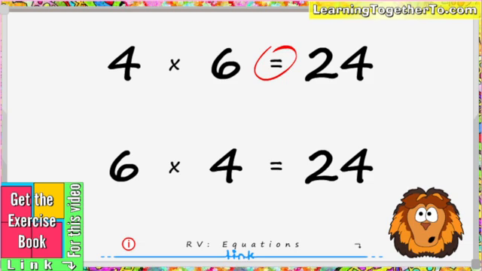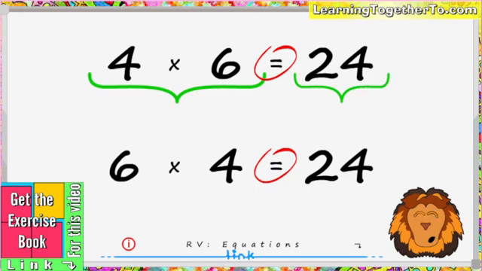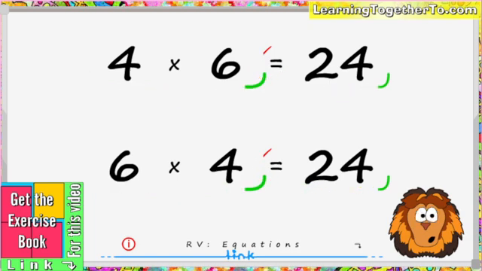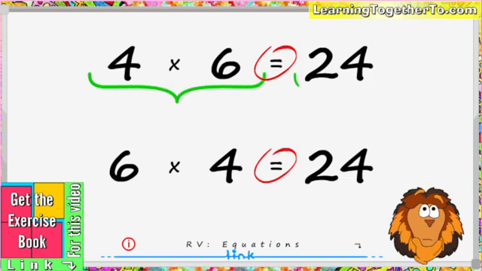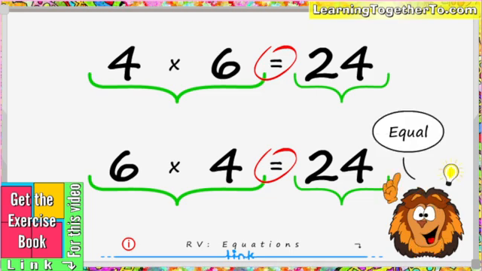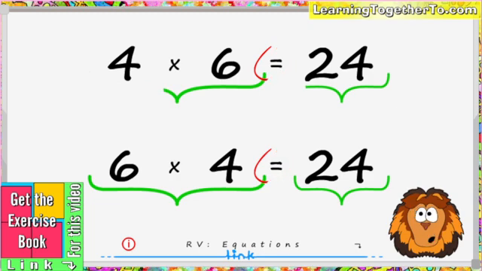Eric, this symbol here is the equal sign. It appears in both equations. And when we see an equal sign, it means that whatever is to the left of the equal sign has the same value as whatever is to the right of it. Let's say that again. When we see an equal sign, the left side of the equation and the right side of the equation are equal. Very good, Eric. Let's try it again.